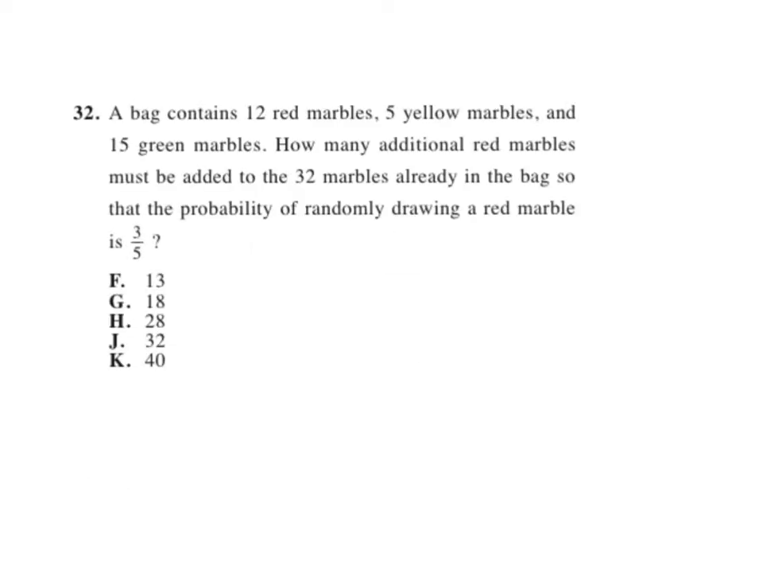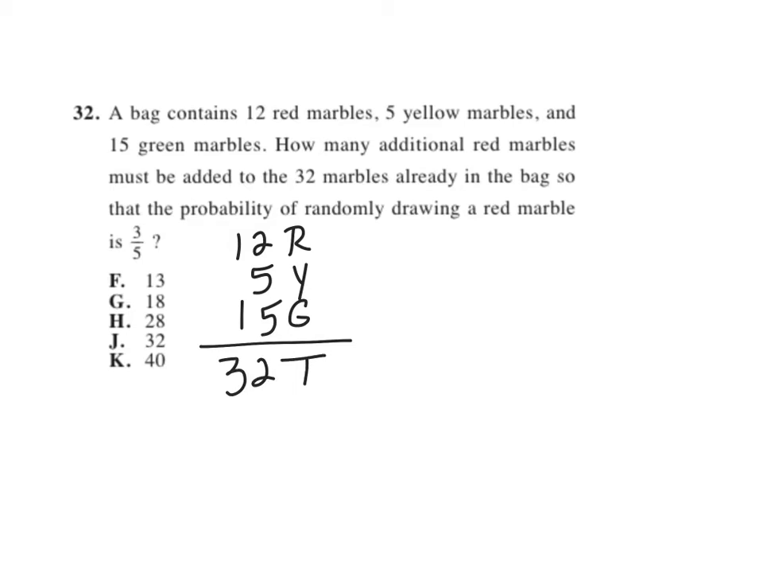So 32 is a probability problem. A bag contains 12 red marbles. I always write down as I read: 12 red marbles, 5 yellow marbles, and 15 green marbles. It says how many additional red marbles must be added to the 32 that are already there. So the total is 32.